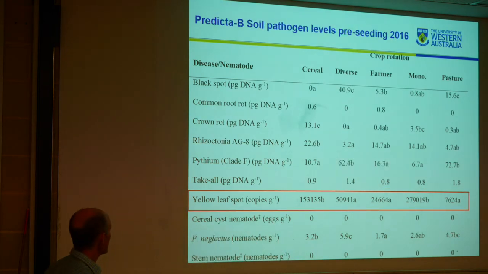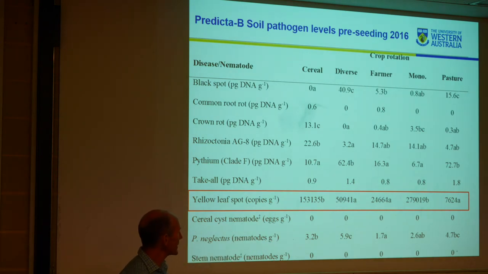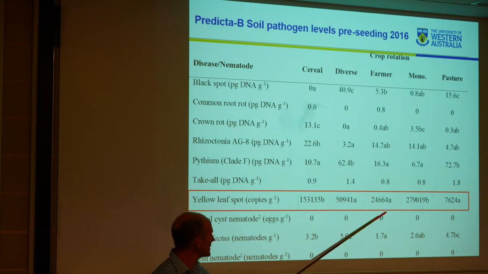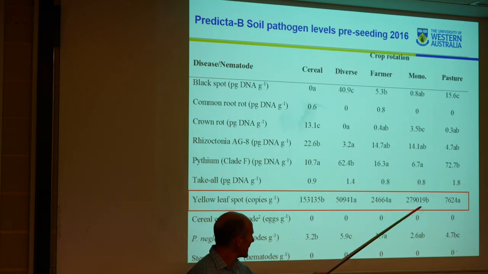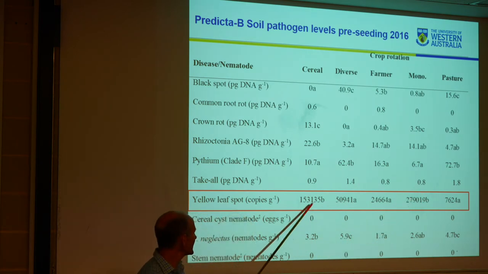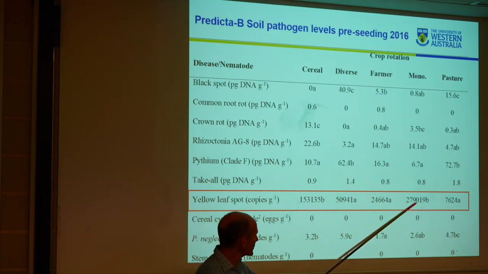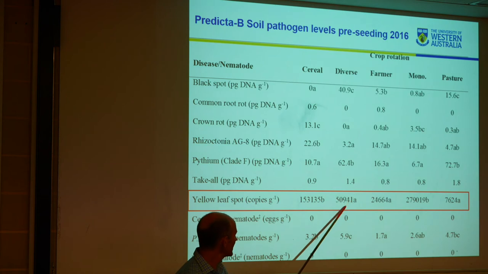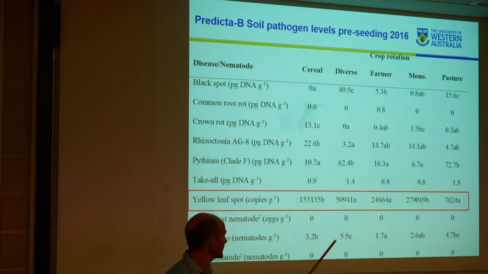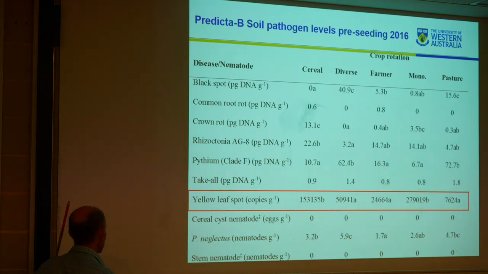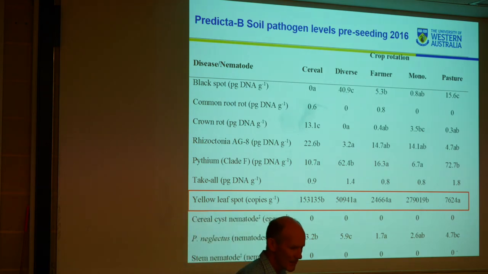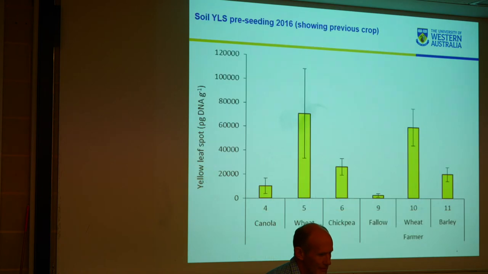Yellow leaf spot DNA copies fit in nicely with how much cereal we've grown. You can see in the monoculture wheat, that's 70,000, 150,000 here. And then the farmer rotation, where we've got two cereals, 27 and then 50 there. So that's fitting in quite nicely with the cereal. So we've got much higher levels with the continuous cereals.